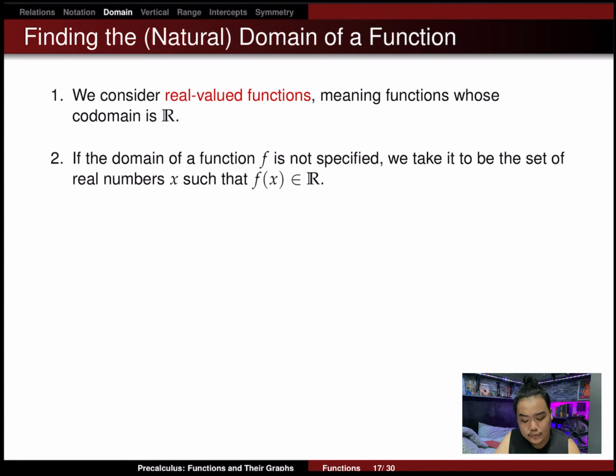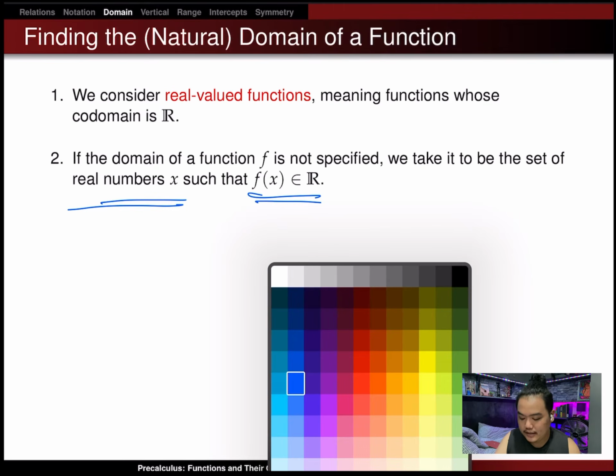Okay? And for number 2, if the domain of f is not specified, madalas natin ma-encounter ito, hindi specified yung domain. Although yung previous examples natin kanina, hindi specified yung domain, diba? So ngayon hindi na siya specified. So, paano yung domain nun at saka yung range? So, domain na lang pala muna. So, we take it to be the set of real numbers x such that yung image niya is a real number. Kailangan yung lalabas na y ay real number.